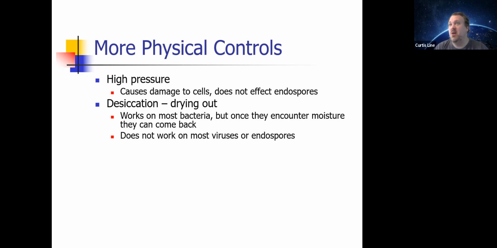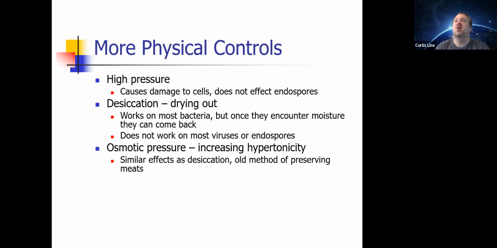Desiccation is the technical term for drying something out. So drying something out, kind of like with low temperature, is not a great method, okay? It's okay in the short term. It'll slow the bacteria down, but once the bacteria encounter some water, they just kind of, boom, come right back again. So trying to dry out bacteria or a virus doesn't really work. It'll work pretty good on a fungus, but we don't worry too much about fungal diseases. It's not a big concern for humans. We just worry about bacteria and viruses pretty much.